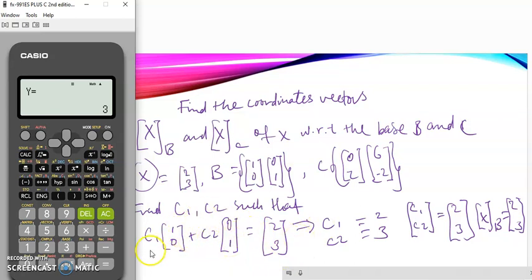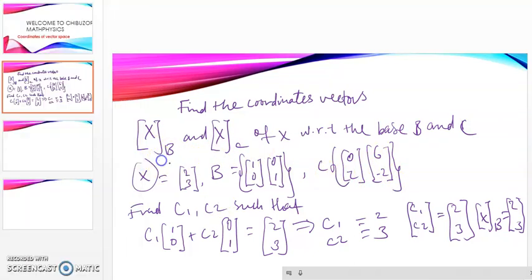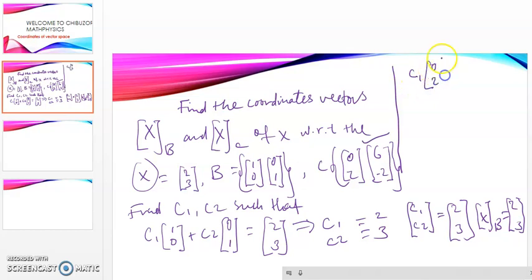So that's exactly how you can use your calculator to evaluate these coordinates and find the solutions if you can't compute manually. So let's also find the coordinate of this other x to the base c, which is the second one that we have here. For x to the base c, we simply have c1 into (0, 2) plus c2 into (6, -2).